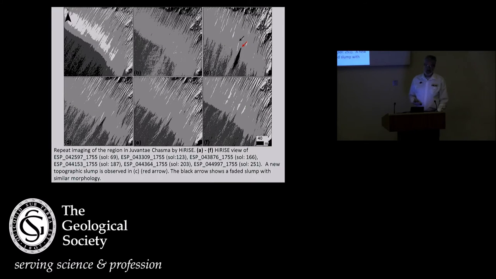We've seen more of these. This is back in Juventae Chasm, that same hill I showed you before. There's another one that formed. It was, again, dark. It's very similar to this one. It faded again within a couple of months.